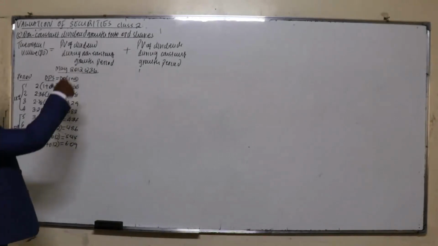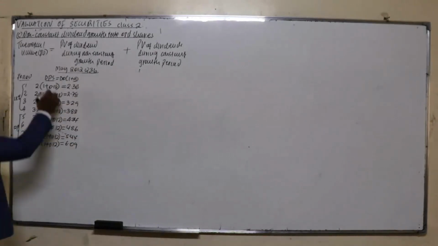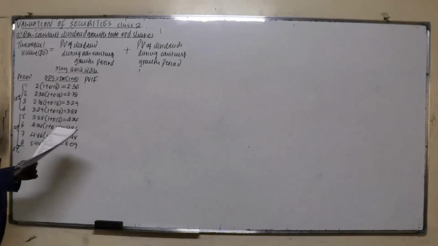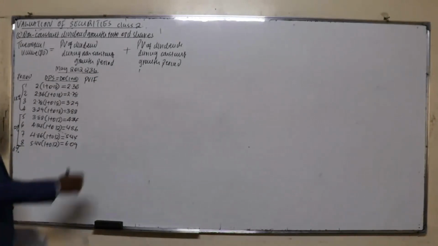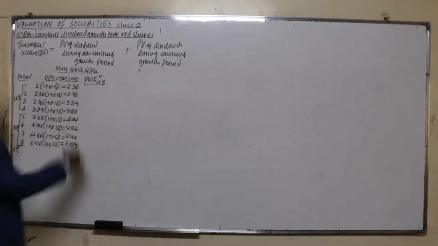So we already have the dividends. Now, once we get the dividends, what we need is the present value of the dividends. So to get the present value, you discount. The dividends are not the same. So therefore, present value interest factor. How much is the required rate of return? The required rate of return is 15%. So 15% year end. We use the first table since the dividends are not the same.